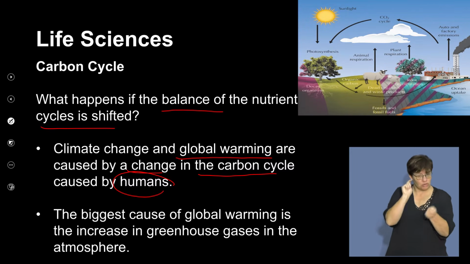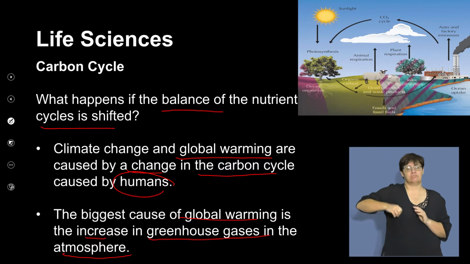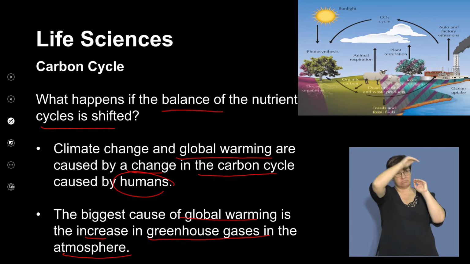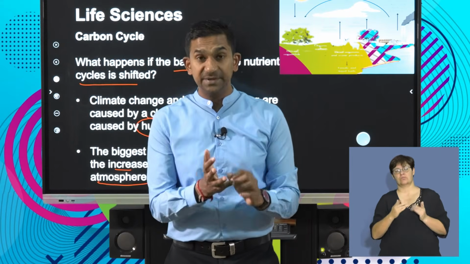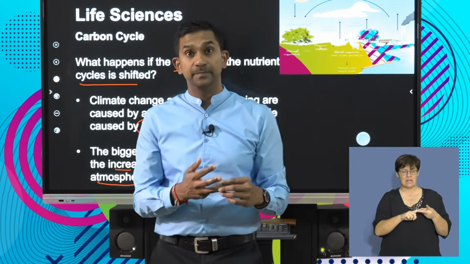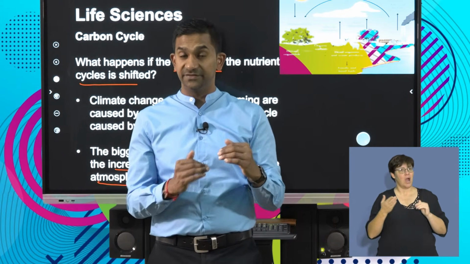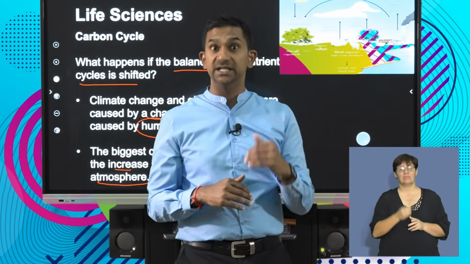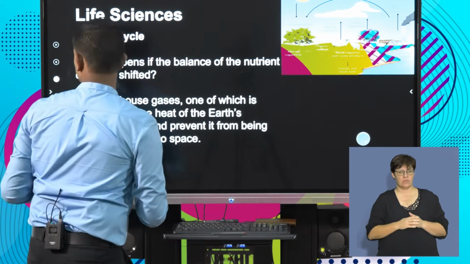The biggest cause of global warming is an increase in greenhouse gases in the atmosphere. So what we have in the atmosphere are greenhouse gases, the natural gases that are present. However, due to human activity, we see an increase in the amount of greenhouse gases, of which carbon dioxide, carbon monoxide, methane, and some other gases are a significant portion. And these seem to contribute to an increased temperature on the surface of Earth. Let's try and unpack that.